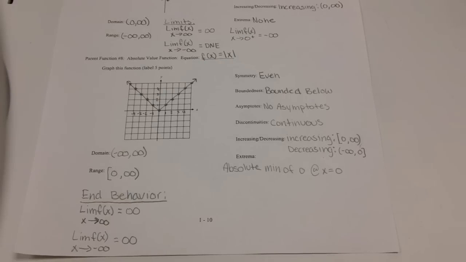In the absolute value function, the symmetry is even, and the boundedness is bounded below. The function has no asymptotes and the function is continuous. The function is increasing from 0 to infinity, and it is decreasing from negative infinity to 0. The absolute min of the function is 0 at x equals 0. The domain is negative infinity to infinity. The range is 0 to infinity. And for the end behavior of the function, x increasing to infinity is infinity, and x increasing to negative infinity is infinity.